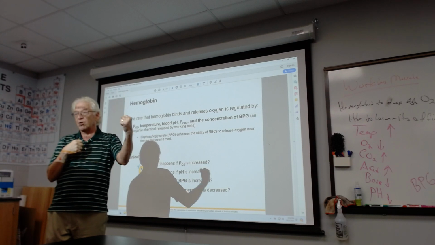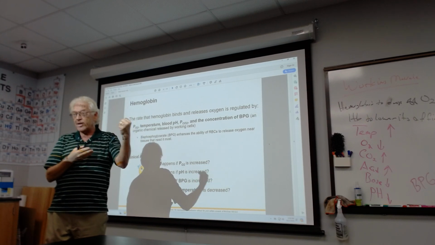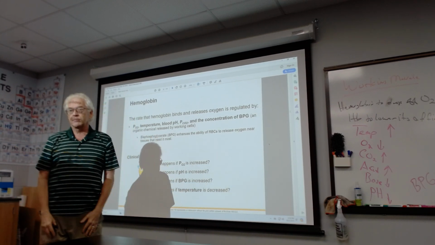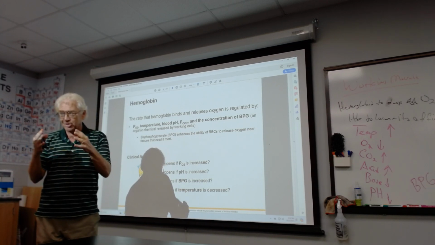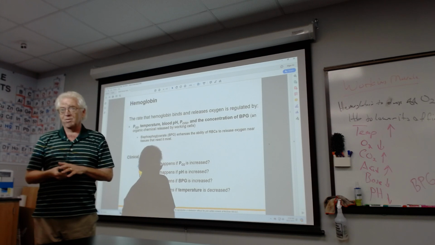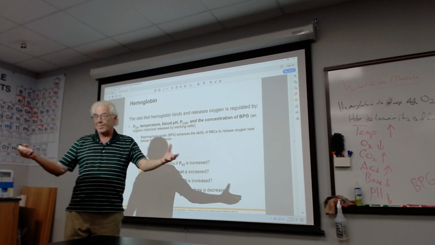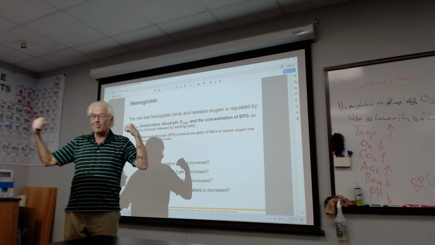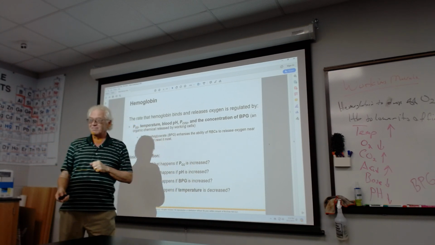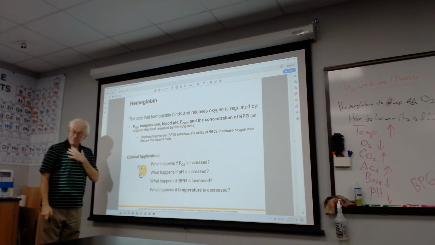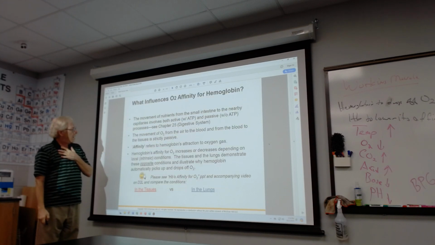And because of the chemical and physical situation of your muscles, it jumps off. It'll jump off where it's hotter, where it's more acidic, and where there's more BPG. Got it? That's why between the two muscles, this one gets more and this one gets less, because he's not working as hard. Okay. Make sense?